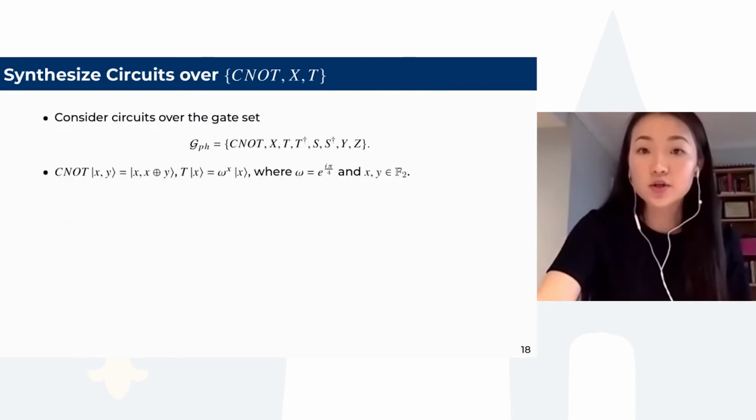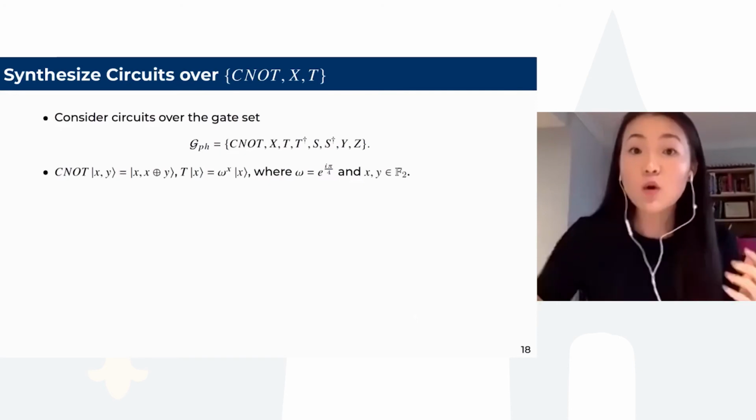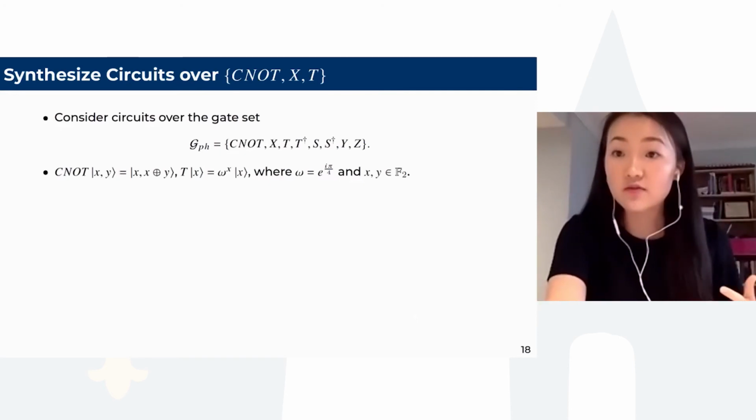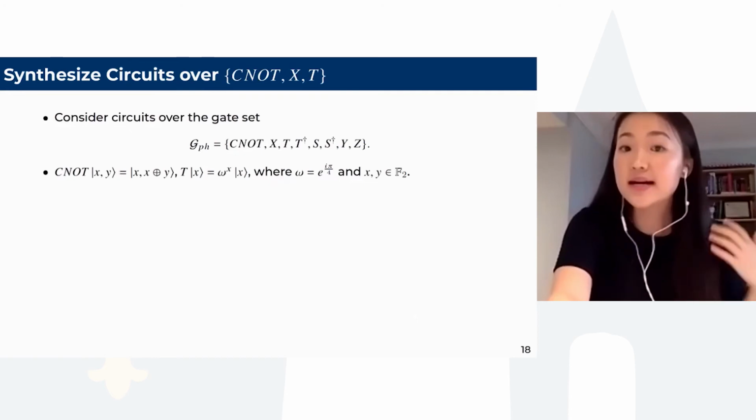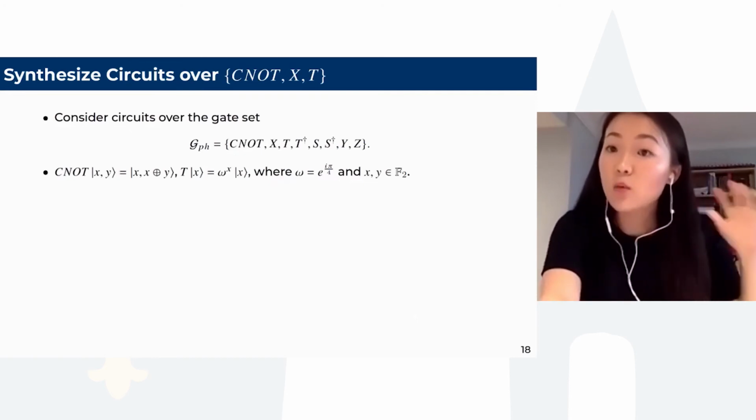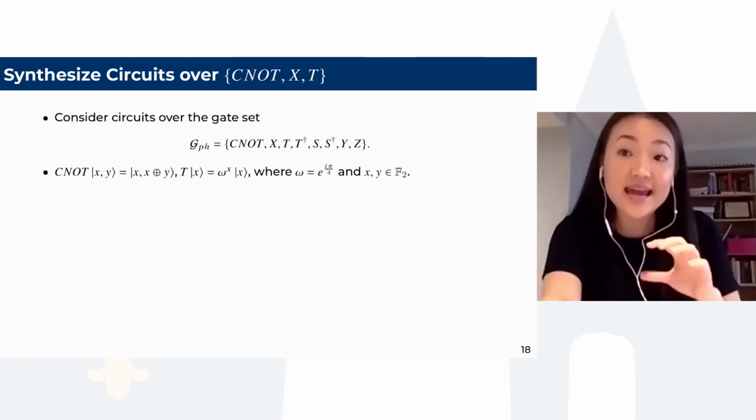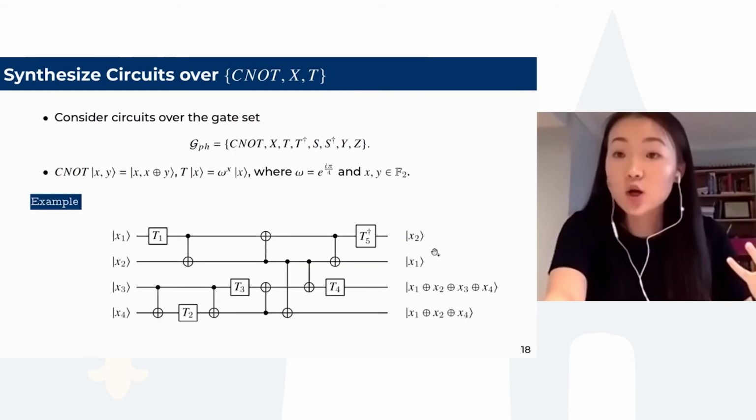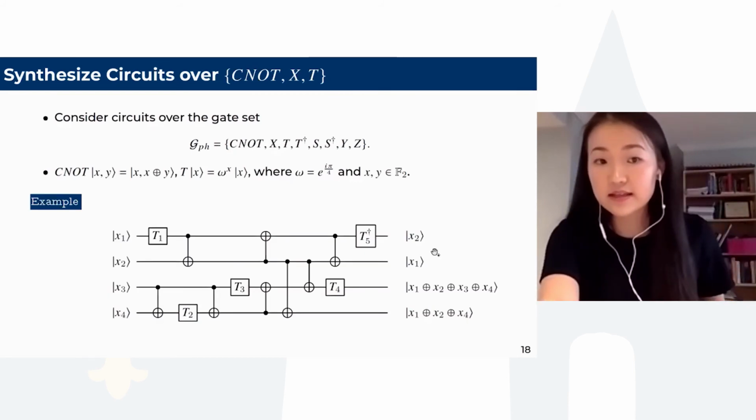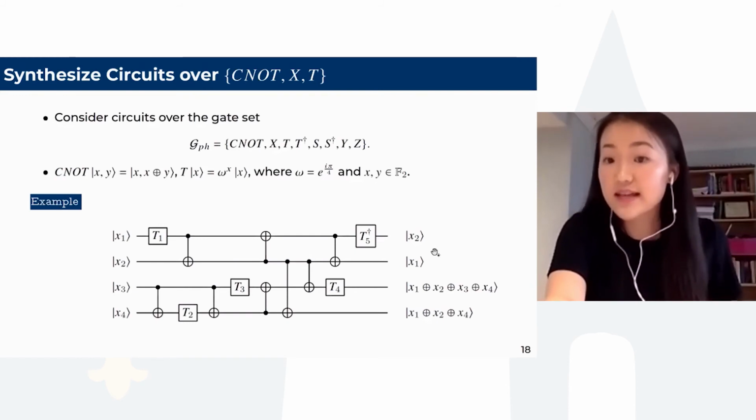But now you may wonder, what if we have a circuit over a phase gate? Well, the phase gate here just means a power of omega, right? So we have a T gate, T dagger, S dagger, Y, and Z. And note that here, when the T gate is applied to a state, we do not change its state, but actually the phase. So this means if you're looking at this circuit composed of CNOT gates and T gates, you'll see that the linear transformation at the end remains unchanged.